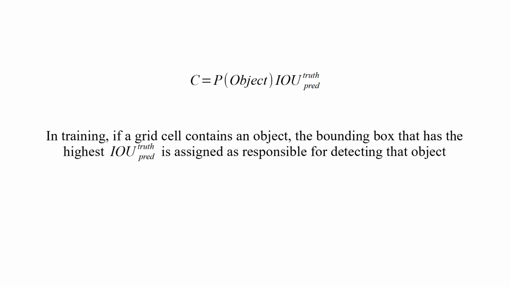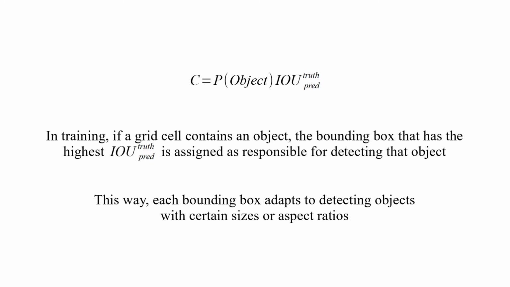In training, if a grid cell contains an object, the bounding box that has the highest intersection over union is assigned as responsible for detecting that object. This way, each bounding box adapts to detecting objects with certain sizes or aspect ratios.